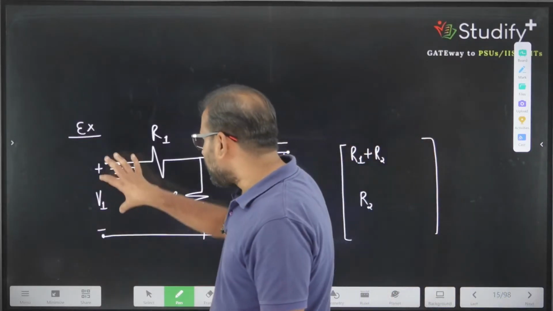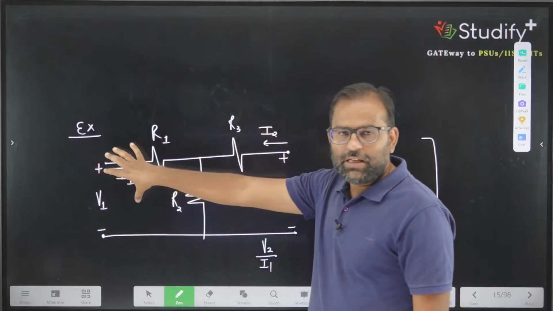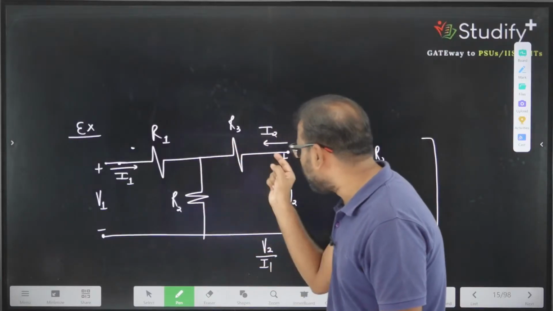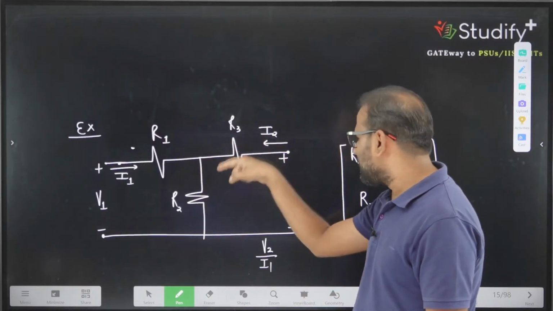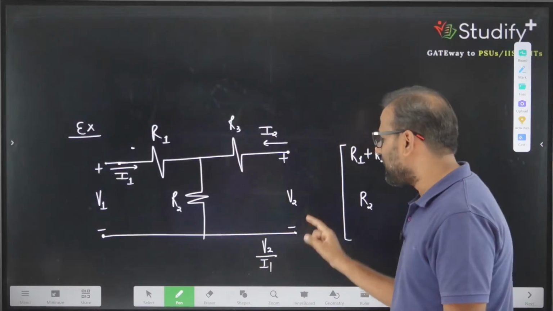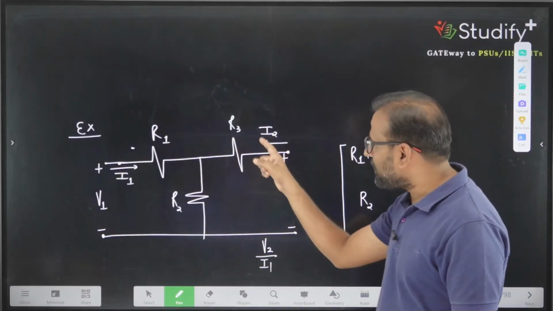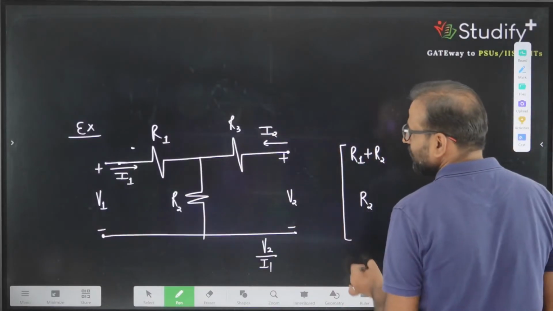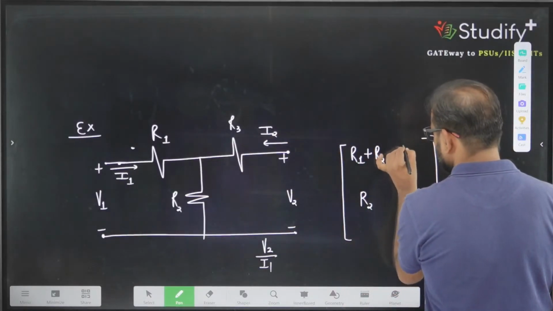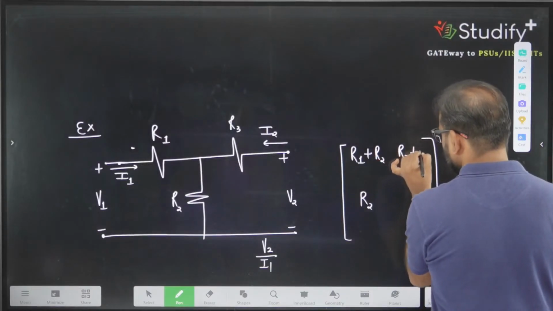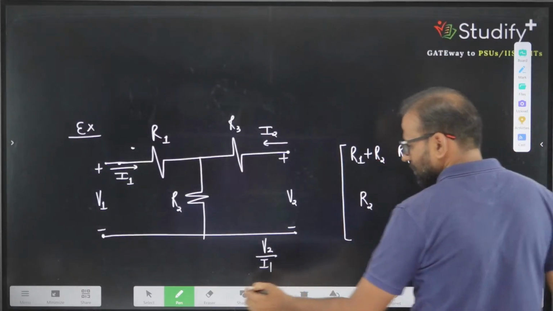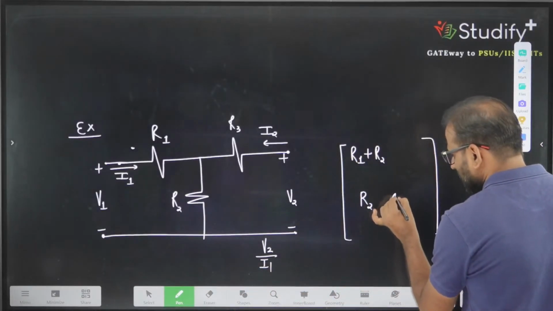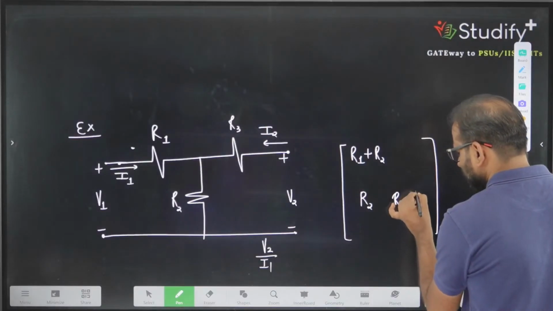Likewise, in this same network, if you make I1 equal to 0, the same current I2 will flow in these two resistances. Then what is the value of V2? V2 is R2 plus R3 multiplied by I2. So you can say this value is R2 plus R3. This is Z22. So Z22 is R2 plus R3.